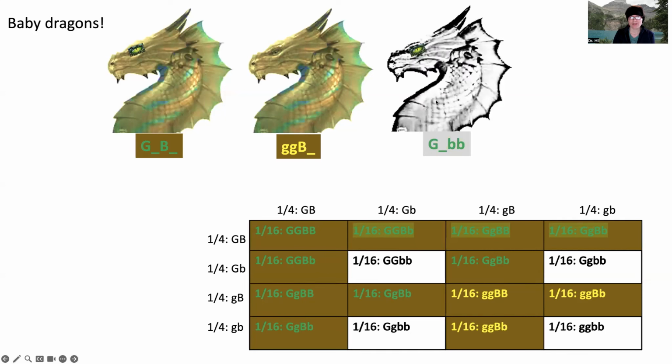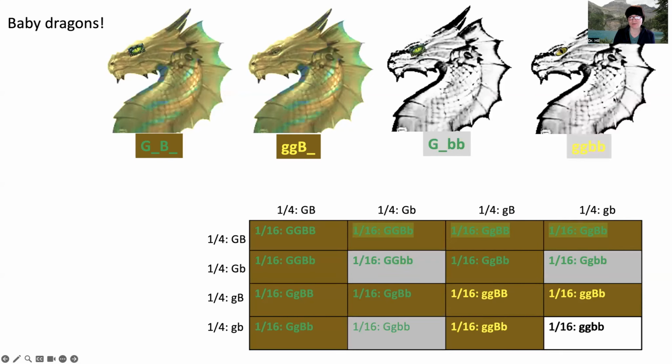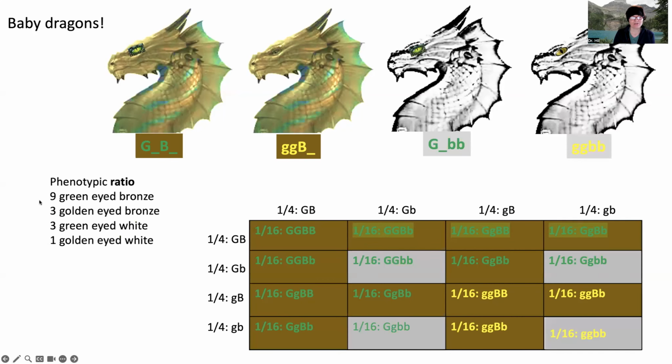How often are we going to get this green-eyed dragon with white skin? That's going to happen 3 out of 16 times as well. So here we have those 3 out of 16 options. And how often are we going to get this rare white dragon with golden eyes? Just 1 out of the 16 times, right? And this is where this phenotypic ratio comes from.